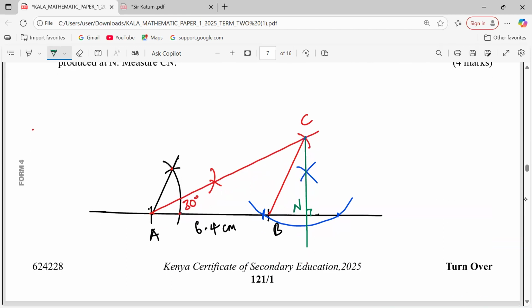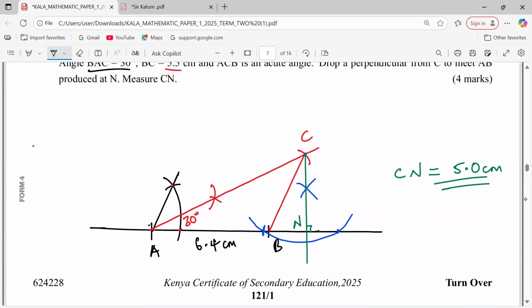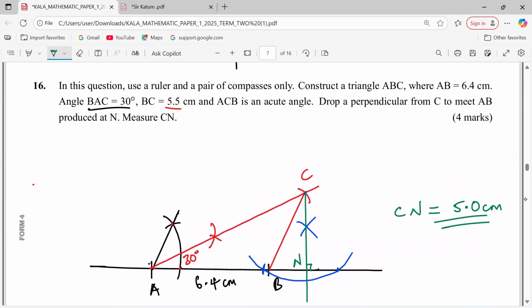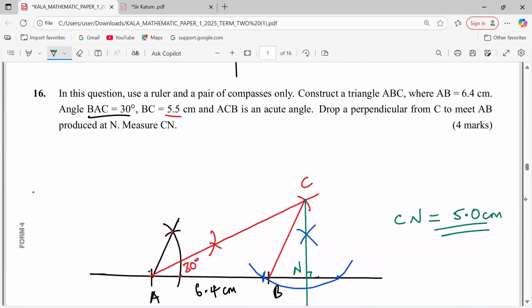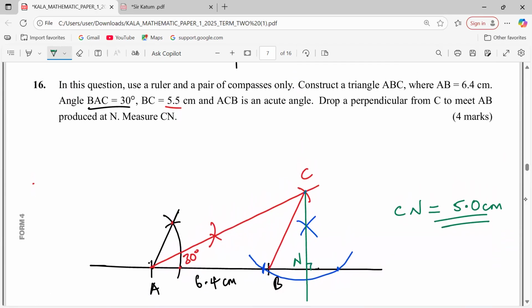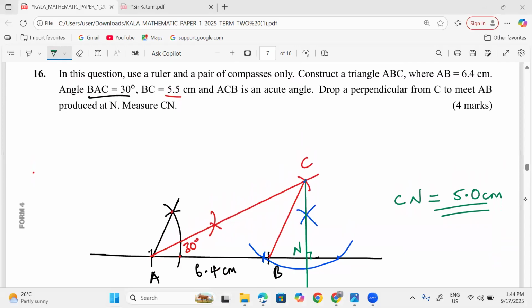After this, we are supposed to measure the length of C to N. So the length CN is supposed to be exactly 5 centimeters. But remember, in the national marking, if you make a slight error and get 5.1 or 4.9, you are considered to have done the right thing because you're within the accuracy of a centimeter ruler.